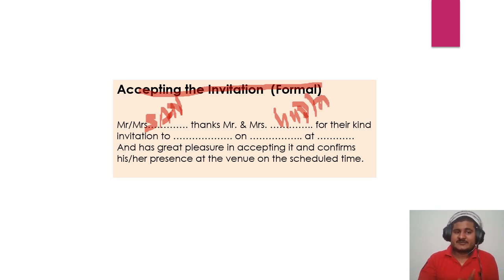So I will write that Mr. and Mrs. Sanjay Sinha, thanks Mr. and Mrs. Gupta, for their kind invitation to their son's wedding on, here you have to write the date, at, you have to write the place, the venue, and has great pleasure in accepting it and confirms his presence at the venue on the scheduled time. Okay, so this is how you can reply to an invitation in a very short way. But I will always recommend you to go with the first one.